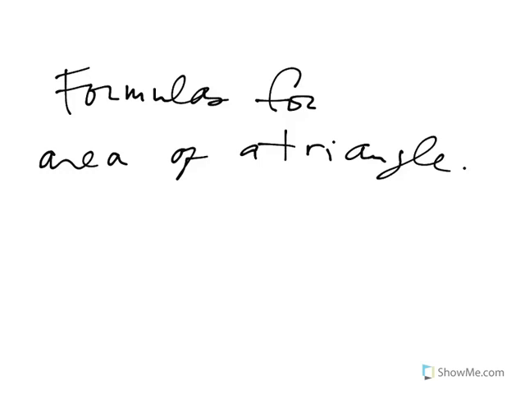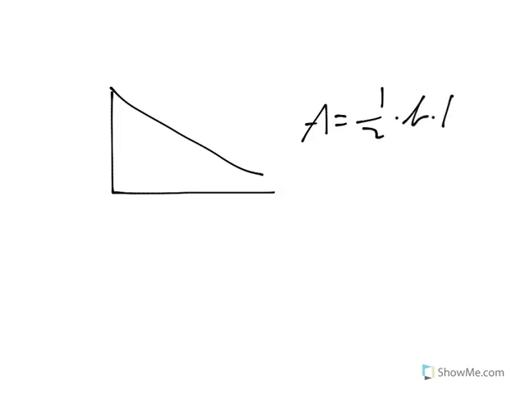There are several formulas for the area of a triangle. The most basic one is area equals 1/2 base times height. And this is a good one to use if you happen to have a right triangle. So in this case, area is 1/2.